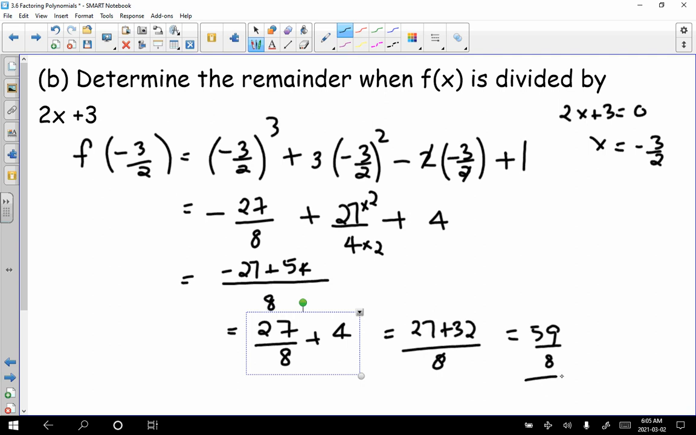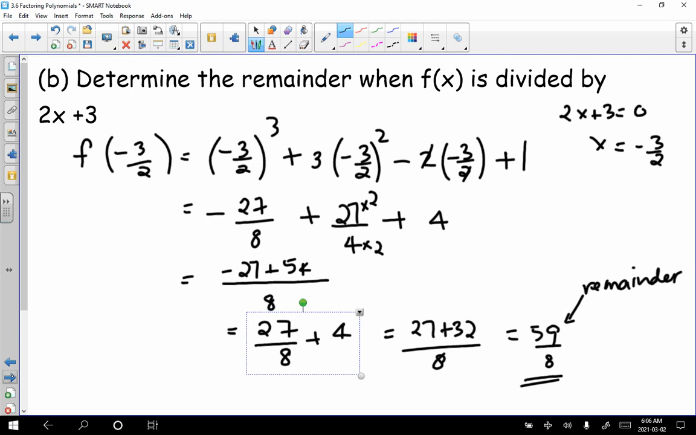So that is the remainder when you divide the function f of x by 2x plus 3. And we got that answer without doing the actual division. You can even check using synthetic division to see if that's the answer that you get.